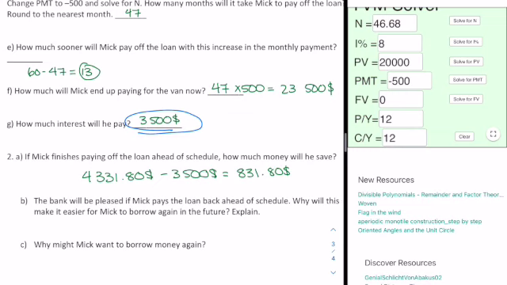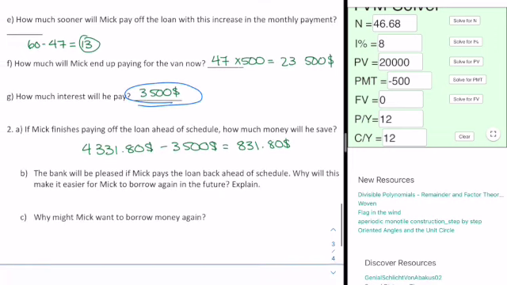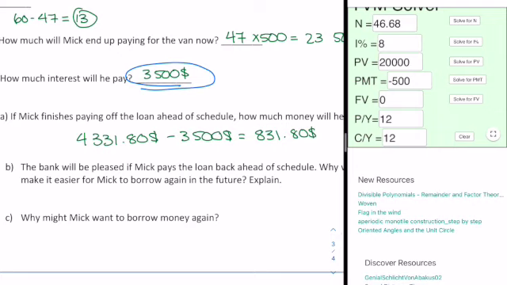All right, and then the bank will be pleased if Mick pays the loan back ahead of schedule. Why will this make it easier for him to borrow more money again in the future? You should be explaining this in more terms, but basically it's because he shows that he's responsible and reliable. So he's able to pay off his loan, and he's not just going to disappear on them or be late paying them back. Like, they want that money back.